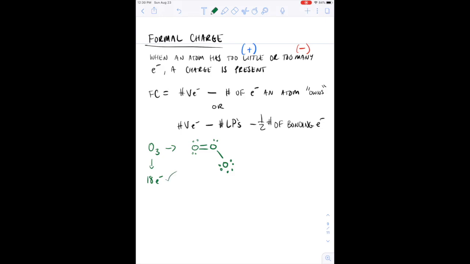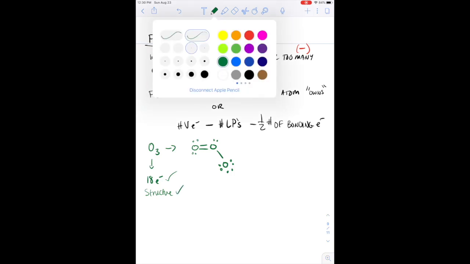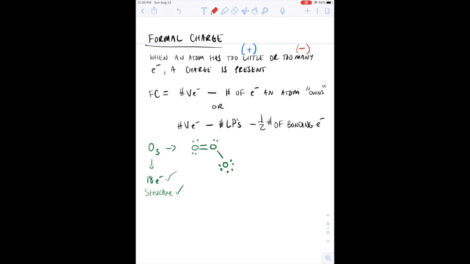Anyway, this is the structure of ozone right here. We've got 18 electrons, all taken care of by coming in with the 3 oxygens, and then the structure checks out because all the octets are fulfilled. However, if we look more closely, we can see that there are charges. So what we want to do is apply that formula.